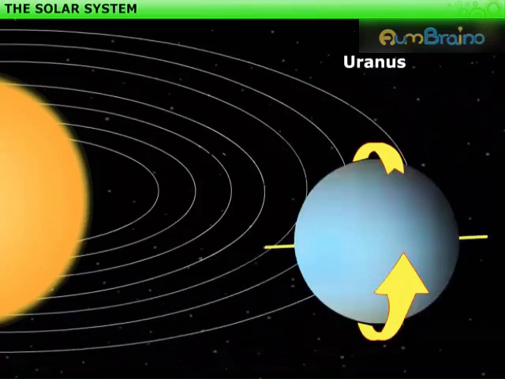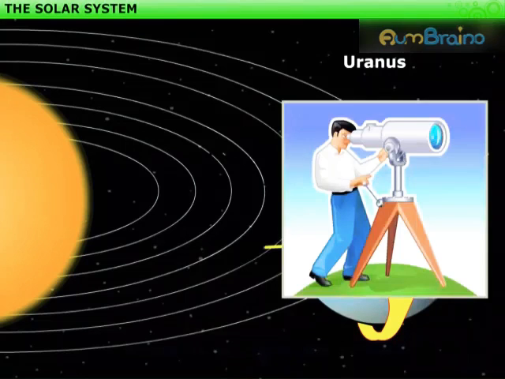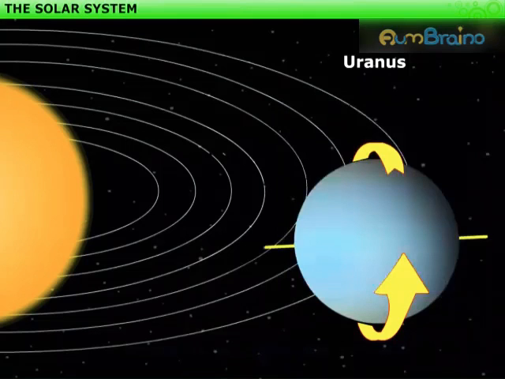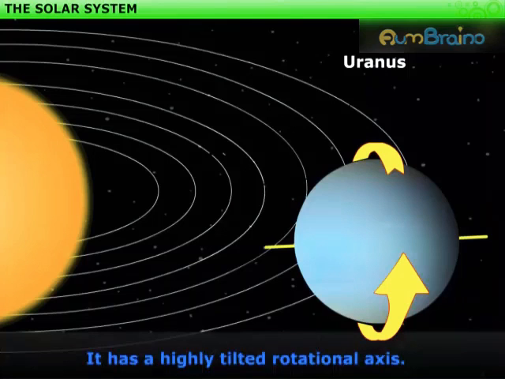Uranus. It can be seen only with the help of large telescopes. Uranus rotates from east to west, which is opposite of Earth's rotation. It has a highly tilted rotational axis. As a result, in its orbital motion, it appears to roll on its side.